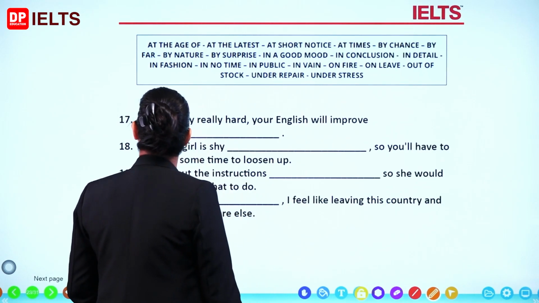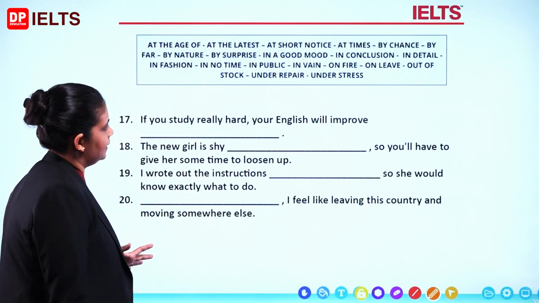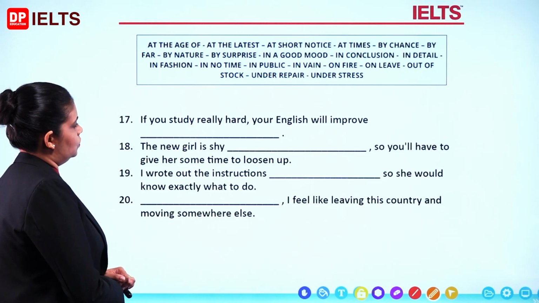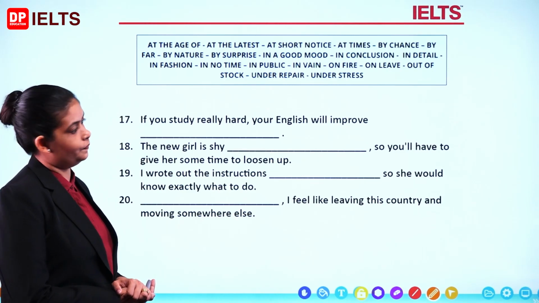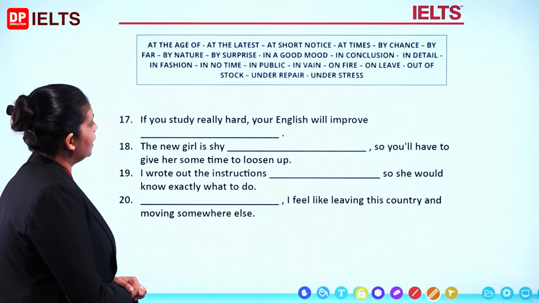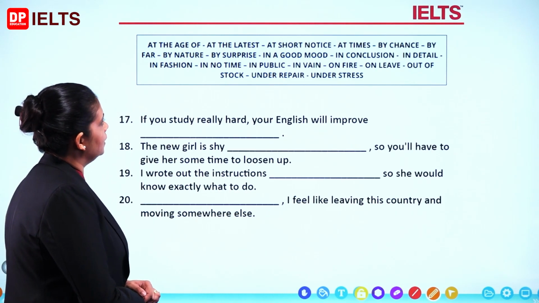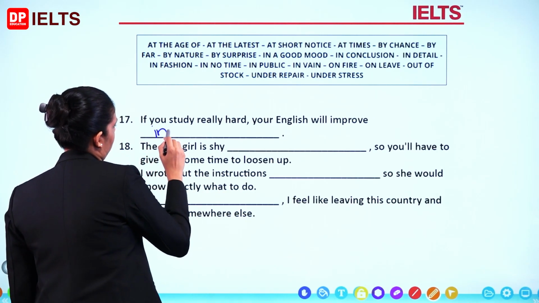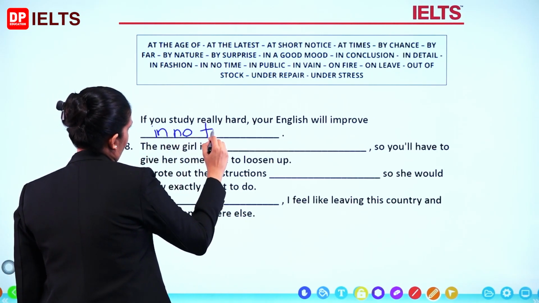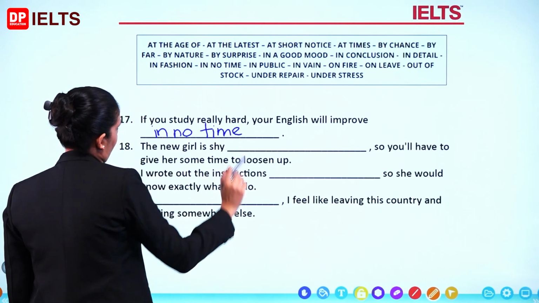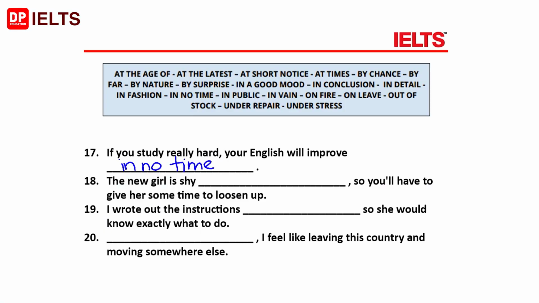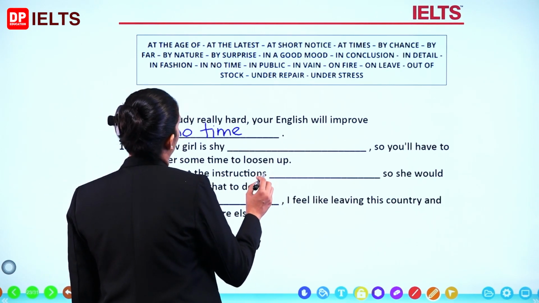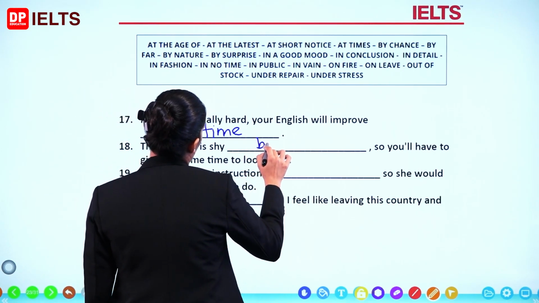Alright, so moving on, you have 4 more questions, and now that we've done 16, I'm sure you'll be able to complete these 4. Okay? If you study really hard, your English will improve in no time. The new girl is shy blank, so you'll have to give her some time to loosen up. So she's shy by nature.